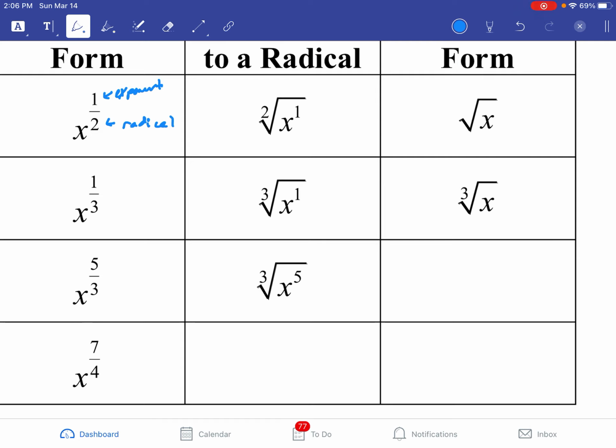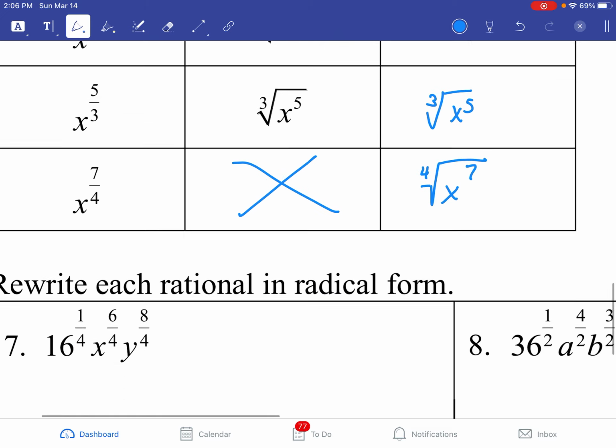Okay, here it's the same thing, cube root of x to the 5th. Here I'm going to skip this one because you don't actually need to do that little mini piece. You have x to the 7th to the 4th power, or to the 4th root. And there you go. So you're just working backwards. So let's look at some examples.